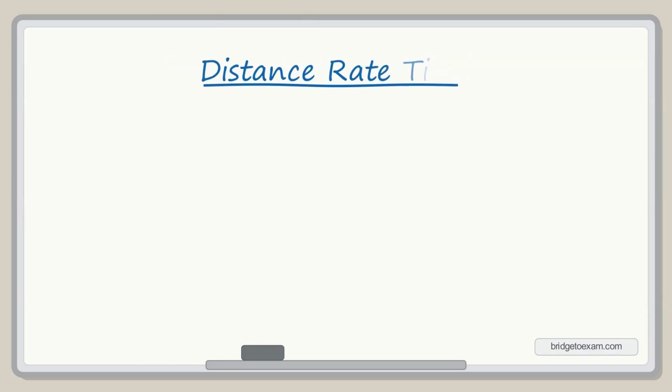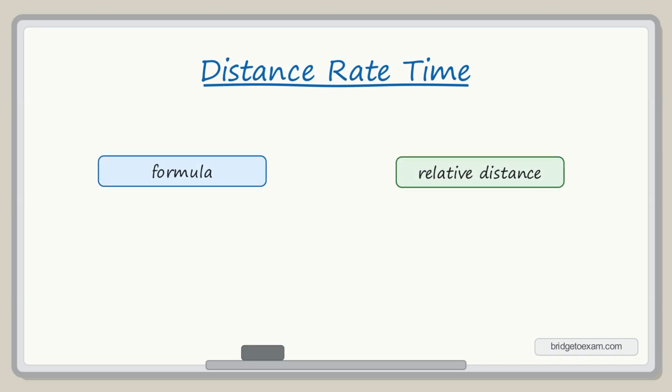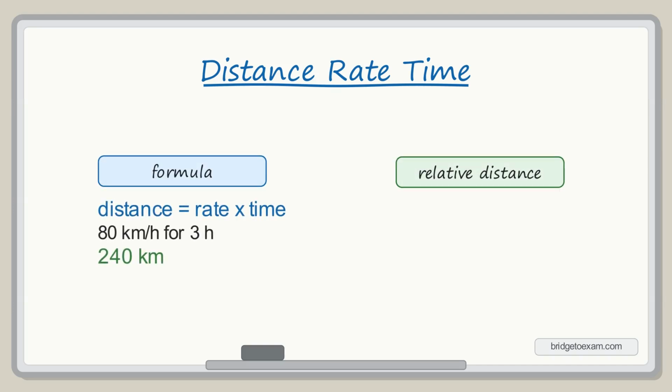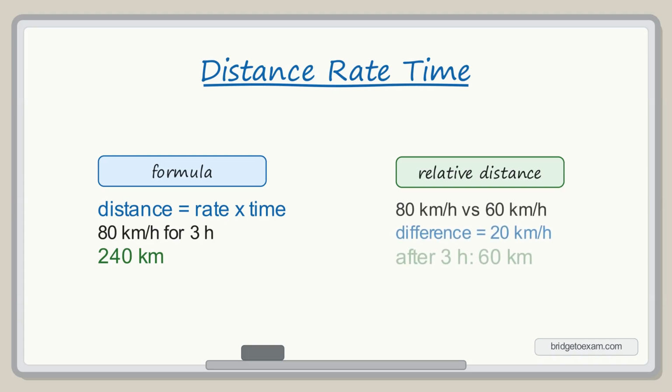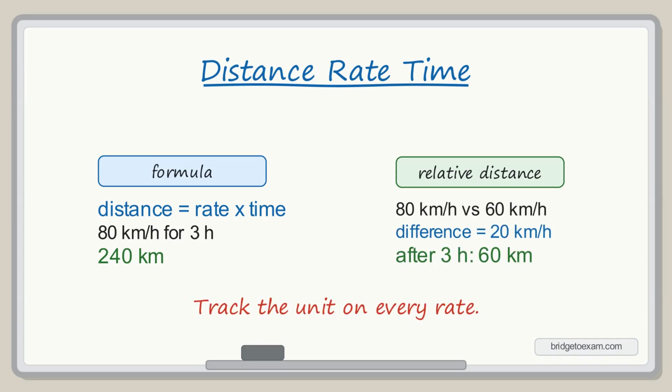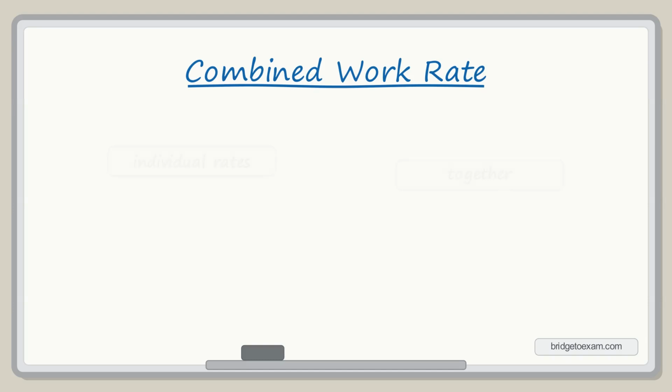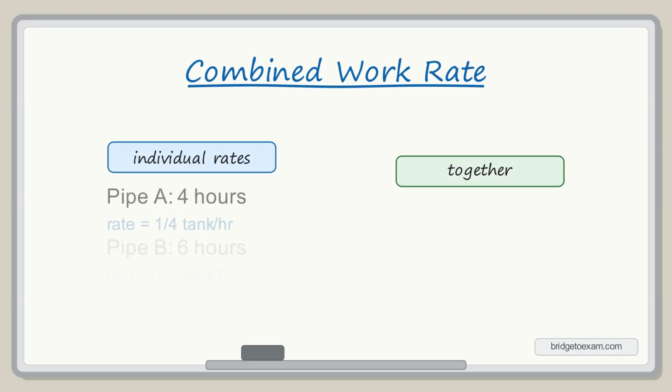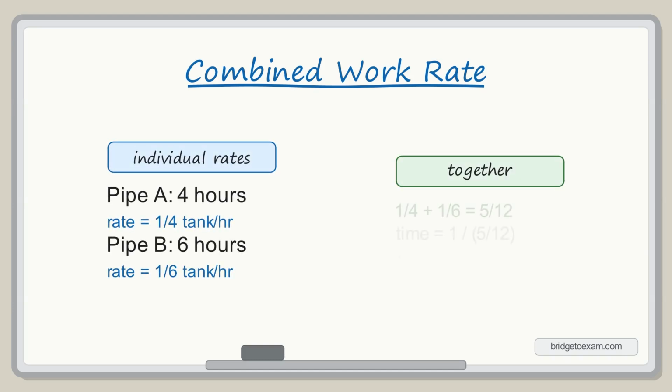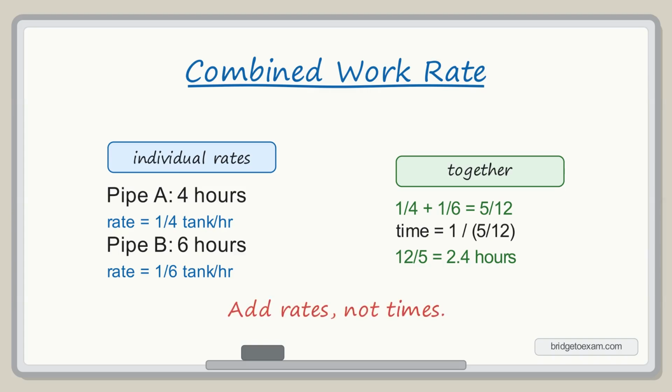For distance problems, distance equals rate times time. If two objects move in the same direction, compare their rates to find how fast the gap changes. For work problems, convert times to rates first. Add the rates, then take the reciprocal to find the total time.